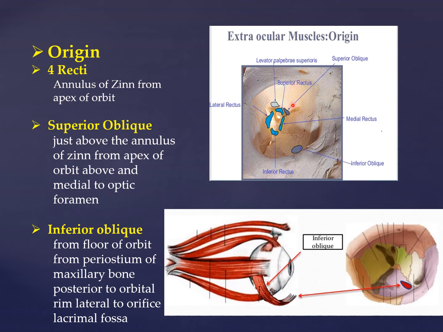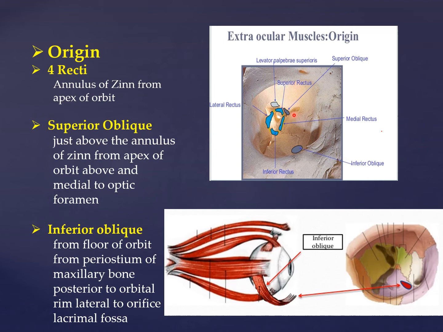So 4 recti originate from the apex of the orbit from a fibrous ring which surrounds the optic foramen and the central portion of the superior orbital fissure. This fibrous ring is called the annulus of Zinn, and it is also called the common tendinous ring, and it is the common origin point of all 4 recti muscles. Superior rectus originates from the superior portion of the annulus of Zinn, medial from the medial portion, inferior from the inferior portion, and lateral rectus originates from the lateral portion. So all 4 recti originate from the annulus of Zinn.